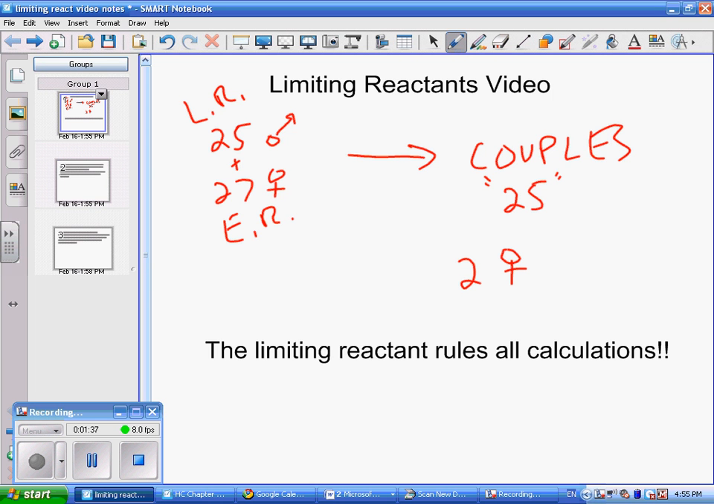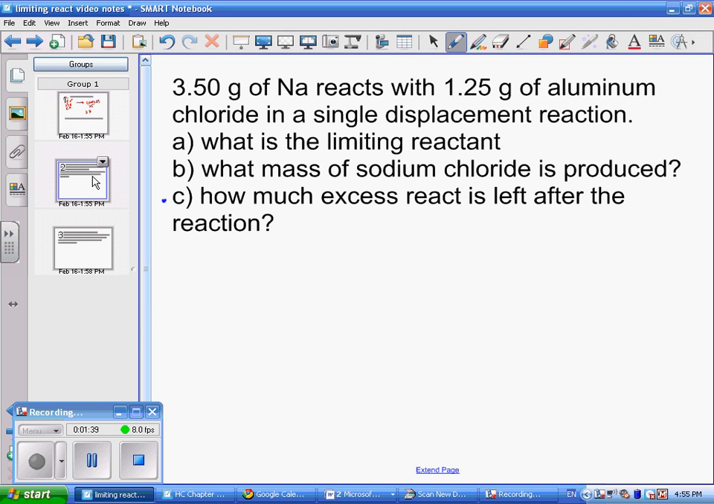So let's go into a problem here. It says I have 3.5 grams of sodium that reacts with 1.25 grams of aluminum chloride in a single displacement reaction. And it says in A, what is the limiting reactant? So let's do that right away. All right, I have two different numbers here. Let's write those down: 3.50 grams of sodium, and 1.25 grams of aluminum chloride.